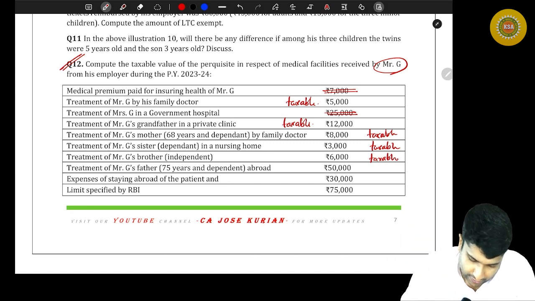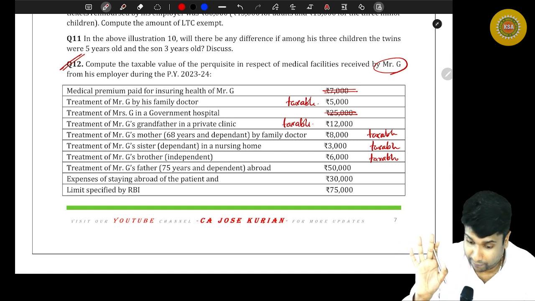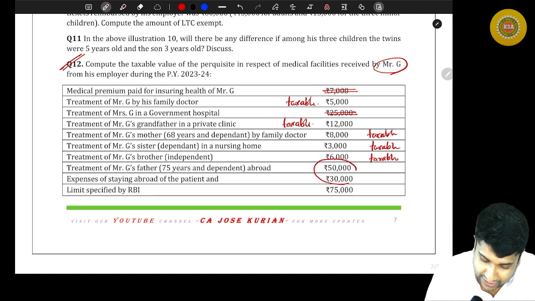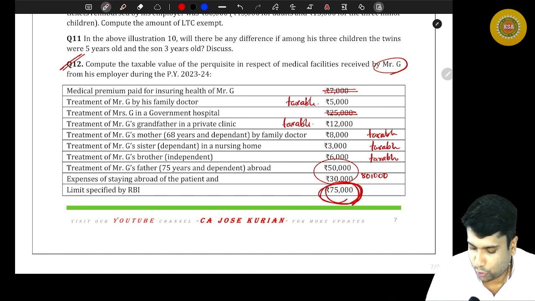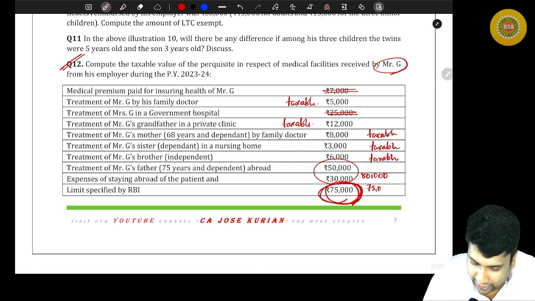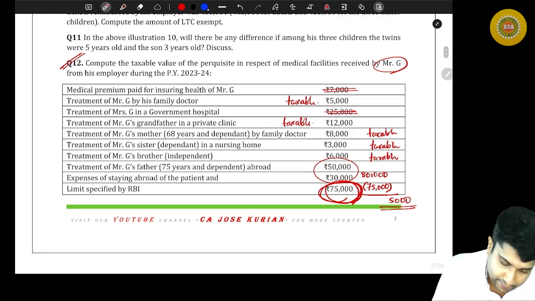Then, what is next? Treatment of Mr. G's father, 75 years and dependent, abroad. Expenses of staying abroad of the patient and limit specified by RBI is 75,000. So limit is there. So these two together outside India they have expended 80. Limit specified by RBI is 75, and hence how much is exempted? 75 is exempted and the rest 5,000 is taxable. Are you with me?